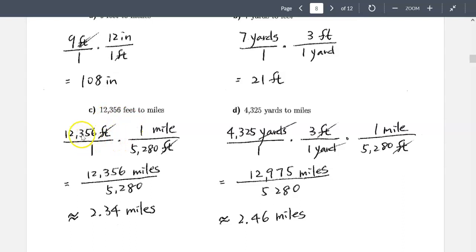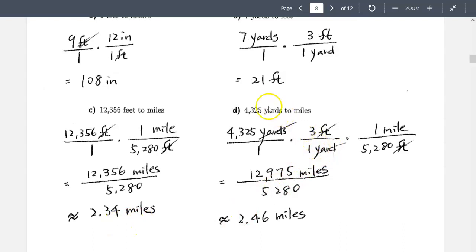So we have 12,356 feet over 1 times, every mile is 5,280 feet. In this case, you have the number 12,356 times 1 on top, and on the bottom you have 5,280. So in the end, you have to divide. Use your calculator and divide 12,356 by 5,280. You get approximately 2.34 miles.